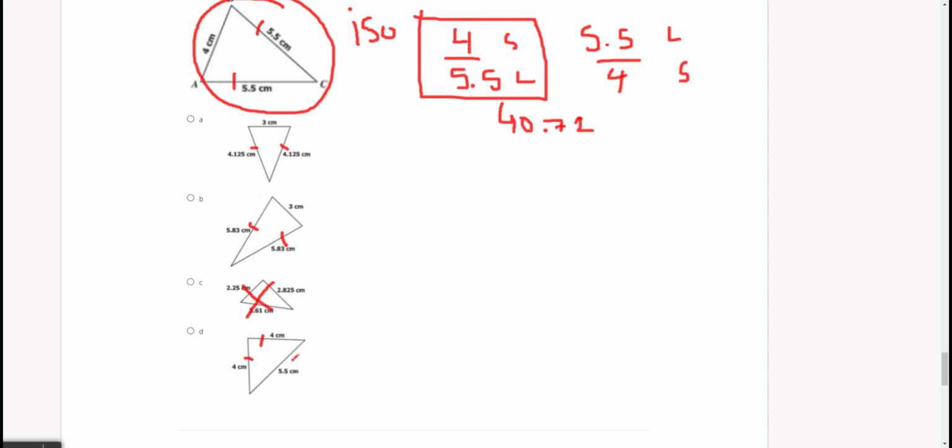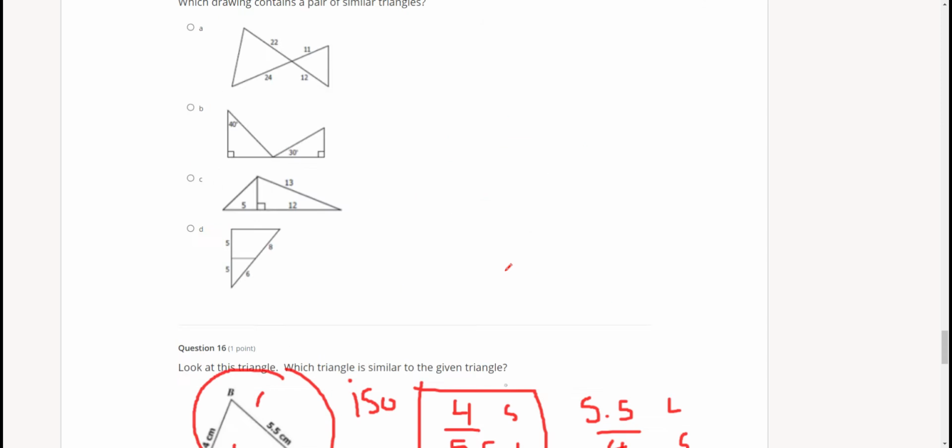Now I need to find one of these fractions that has that same ratio. So if I did small over large, I need to do small over large. So 3 over 4.125 and 3 over 5.83 and 4 over 5.5. Small over large. Okay. So that's the process. Does that make sense? Yeah, Lily. Number 11.